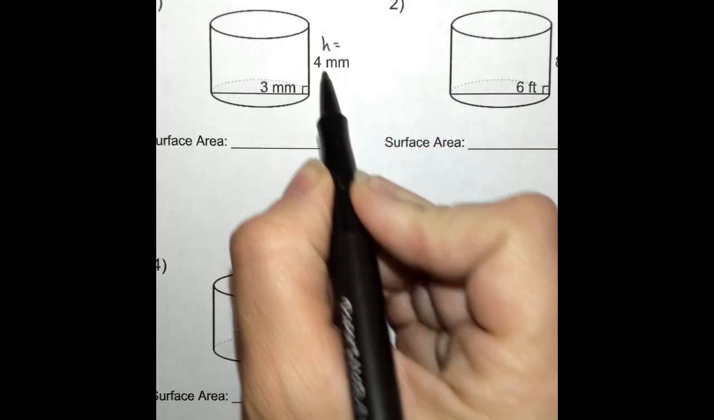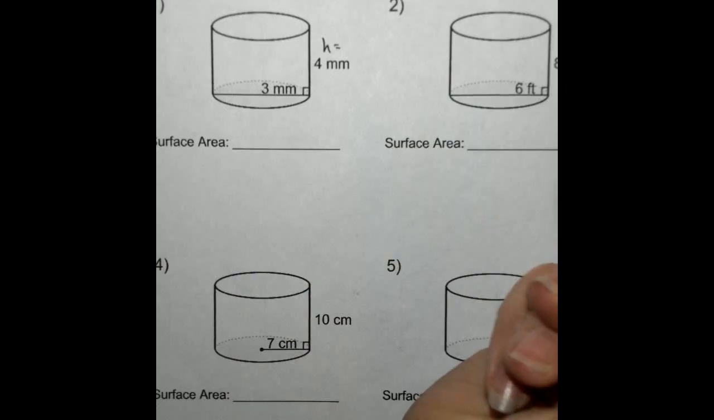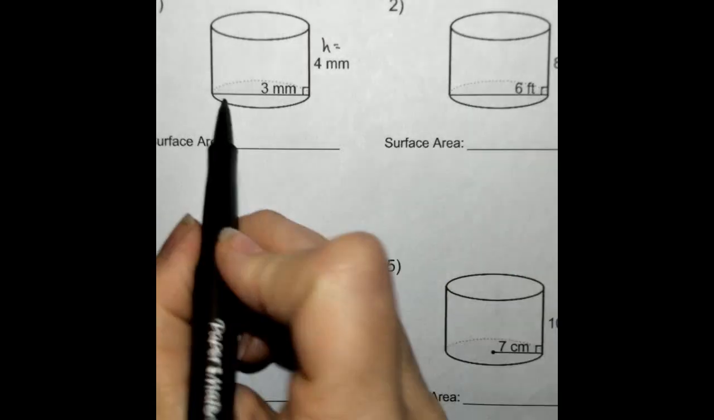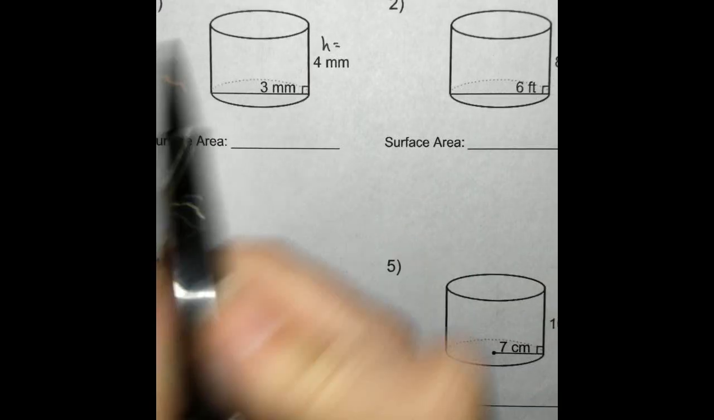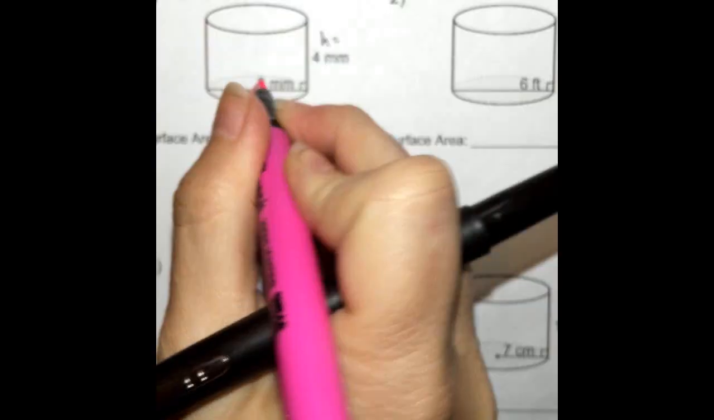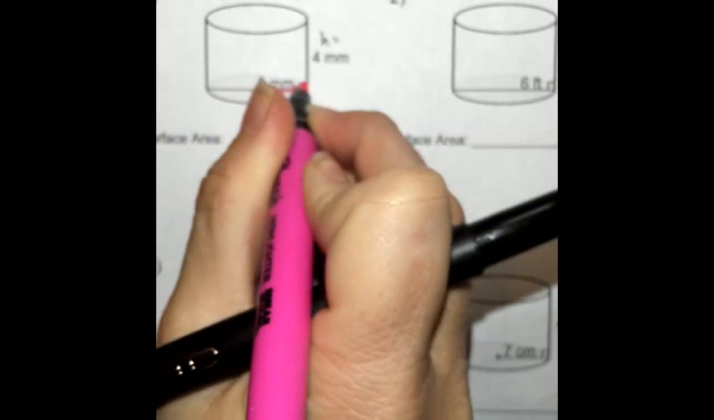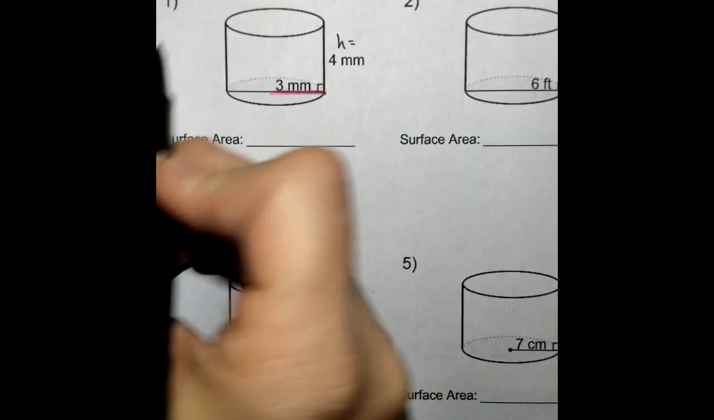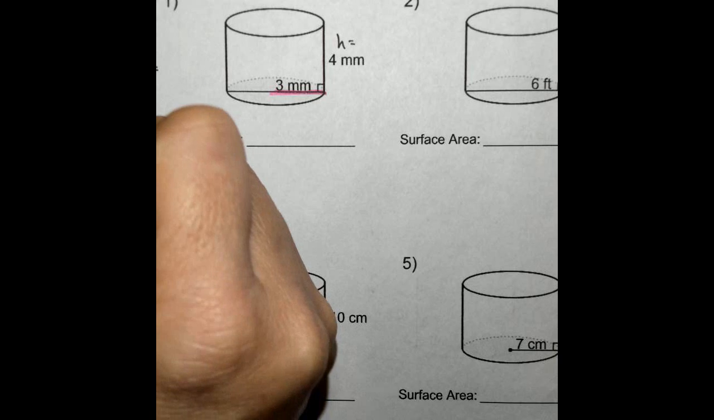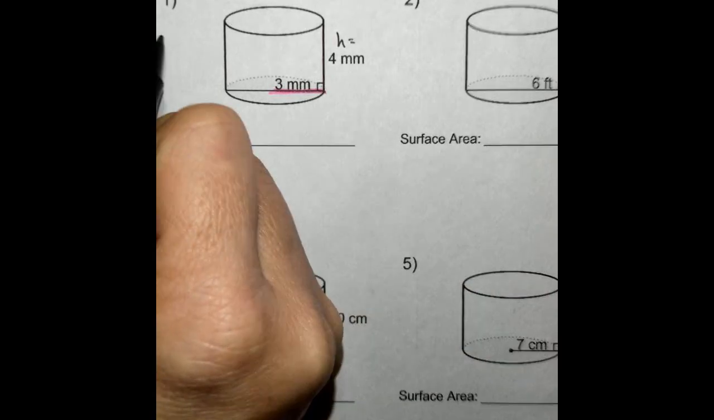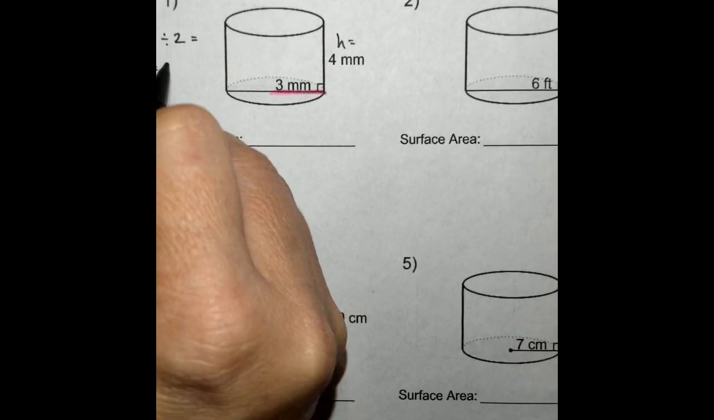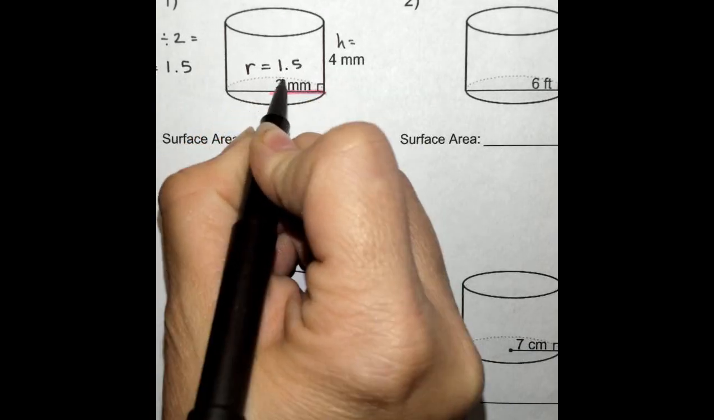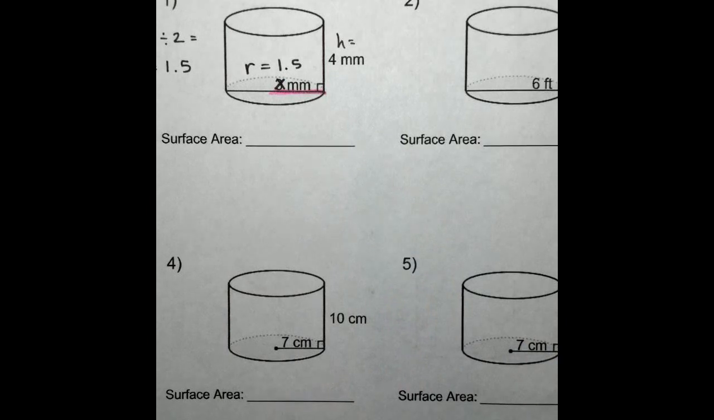Looking here, I already have labeled the height, how tall the shape is, and now I need to find the radius. But this gives us the diameter because it's the entire length of the circle. I need the radius, so I need half. To find the radius, we have to take the diameter and divide it in half. So we come up with 1.5. I'm going to mark out the 3 so we don't accidentally use it.